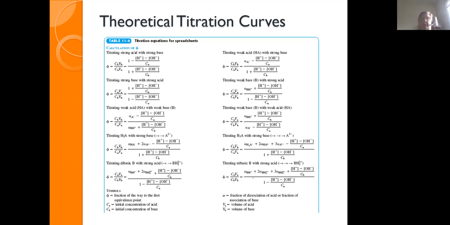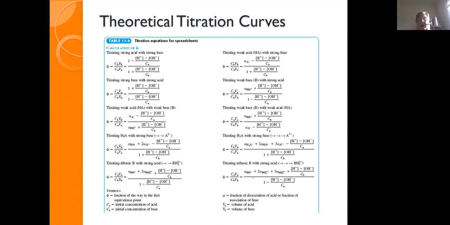In the case of a theoretical titration curve, we do that backwards. Instead of saying this is the volume added, find the pH, we say this is the pH, what's the volume added? When we were doing manual titration curves, we had to determine what was the predominant species left after reaction at that point in the curve.